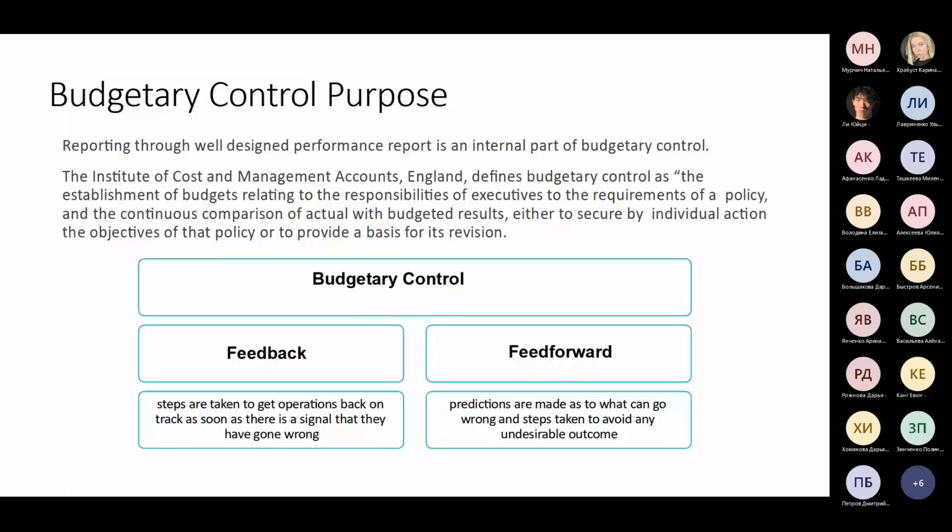First, the first system is the feedback system. According to this system, steps are taken to get operations back on track as soon as there is a signal that they have gone wrong. So feedback is provided by the participants of the process in order to highlight the problem that has occurred at the moment, and provide a reaction to this problem as fast as we can. And feed forward is a special budgetary control system that uses predictions of what can go wrong and what steps may be used to avoid such a problem or to neutralize the undesirable outcome. So feed forward is mostly forecasting based on quantitative analysis and behavior analysis.